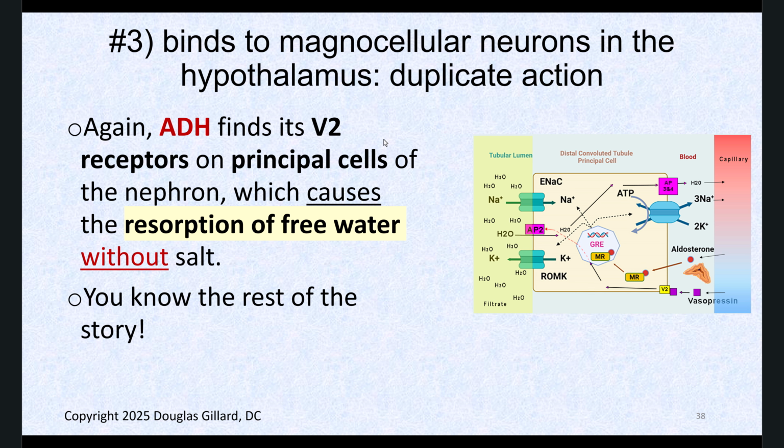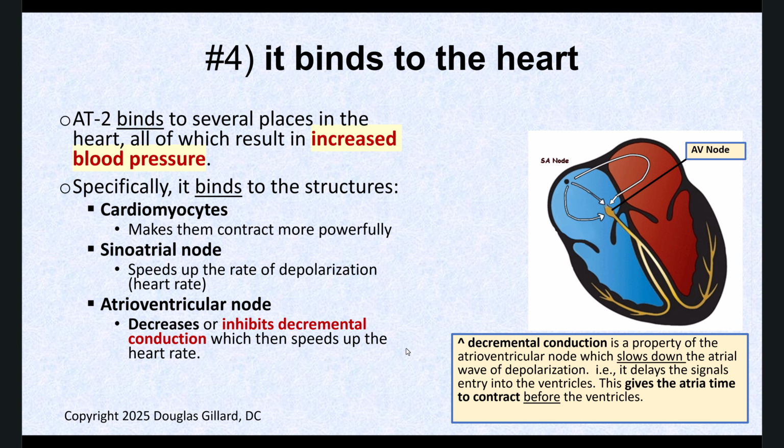Angiotensin 2 finds its V2 receptor. We already said this already. Antidiuretic hormone finds V2 receptor, causes reabsorption, and you know the rest of the story. What else can angiotensin do? It's a busy molecule. That's why it's the Tasmanian devil.